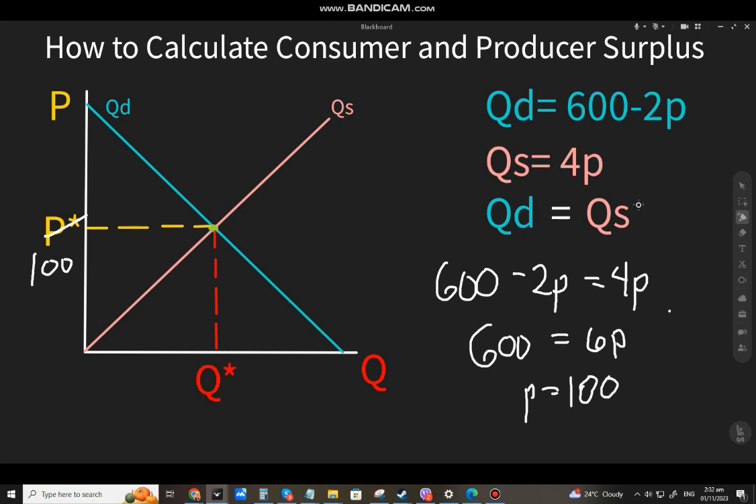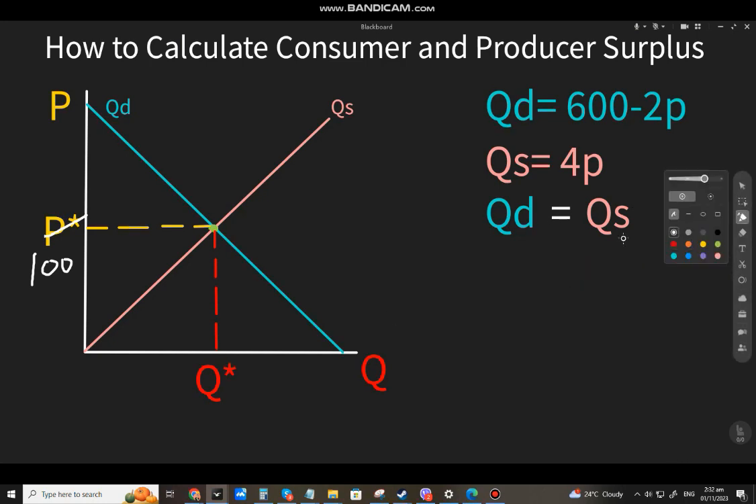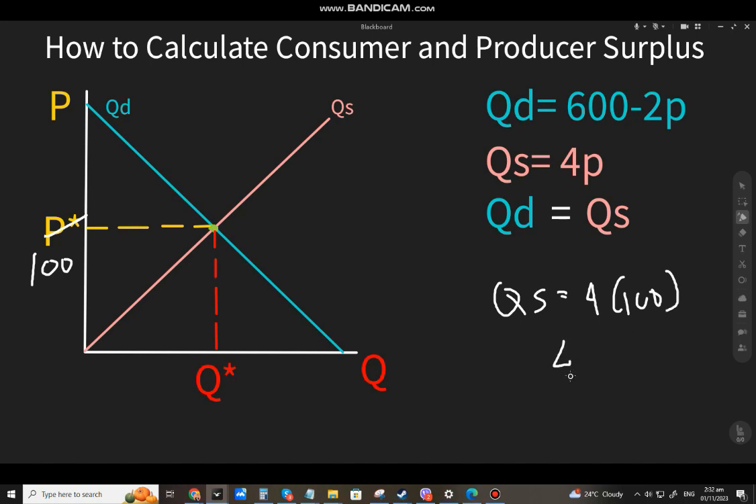And we need to find q. Again, if you remember in the last video, we just have to substitute the price into either of the two equations. So I'll just substitute it into Qs here. That will be Qs equal to 4 times 100, which is 400. Cool. Q star is 400.